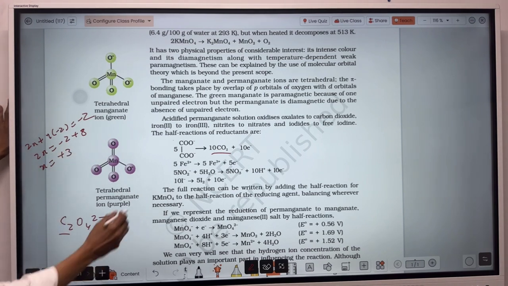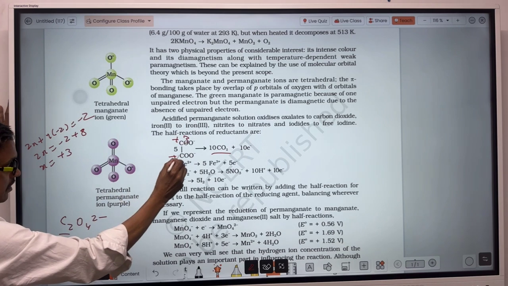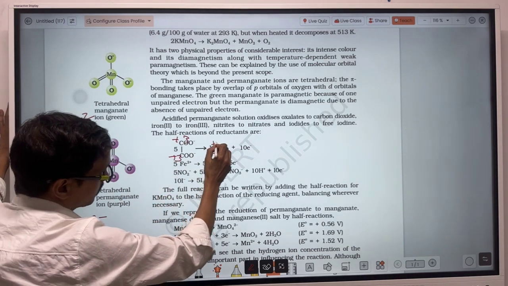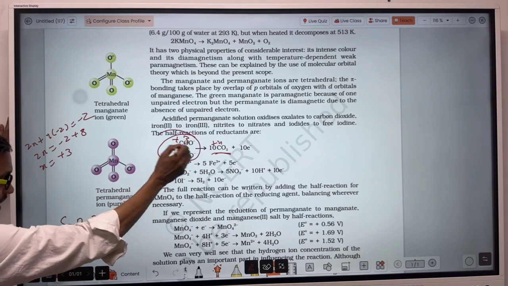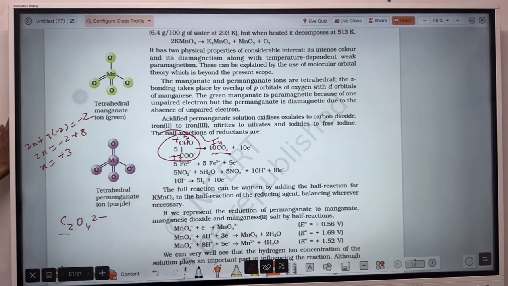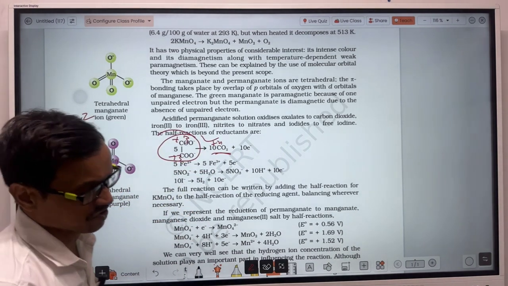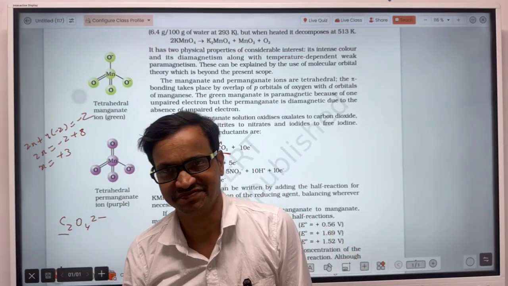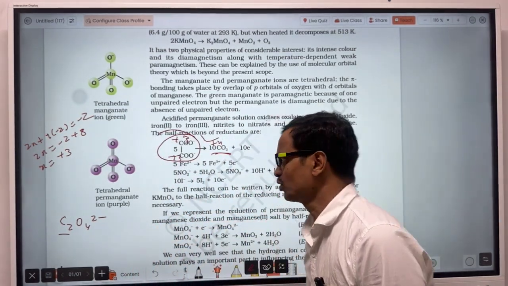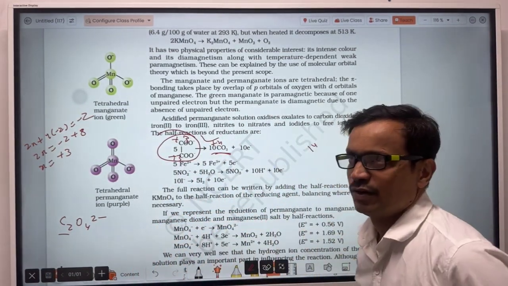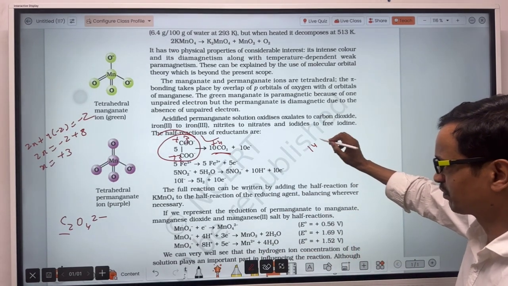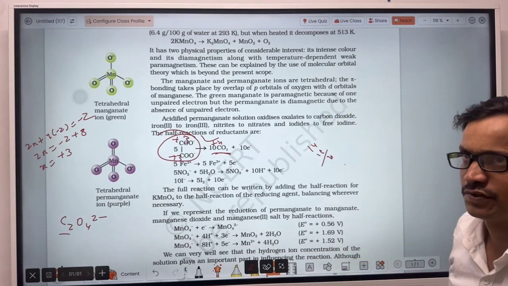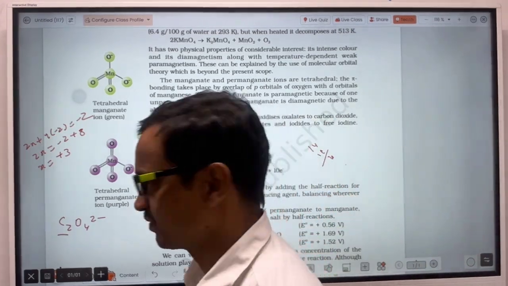So the oxidation number of carbon here is +3, and when CO2 is formed, the oxidation number of carbon is +4. So here the oxalate ion has been oxidized to CO2, and the maximum oxidation state of carbon is also 4. Why? Because carbon belongs to group 14 elements. So the maximum oxidation number of carbon is group 14 minus 10, that is 4. So the highest oxidation number of carbon will be 4.